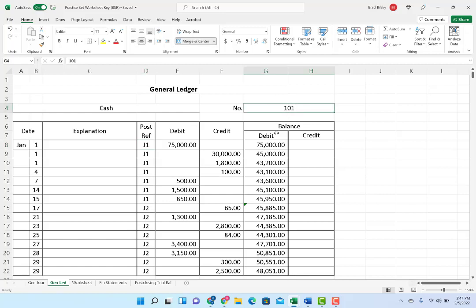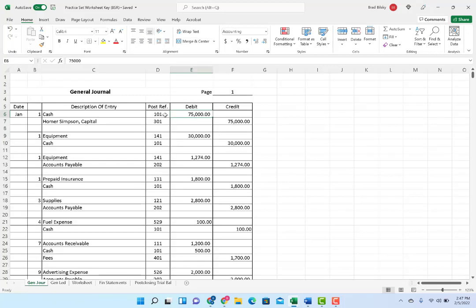And likewise, I take the account number, the 101 in this case, and I put it in the post reference column here for the journal entry. So we do that every time we post to the general ledger from the journal. We're going to fill out the post reference column like that. So this is kind of a check. If you see the numbers been posted, you know that you've moved those numbers from the journal to the ledger.